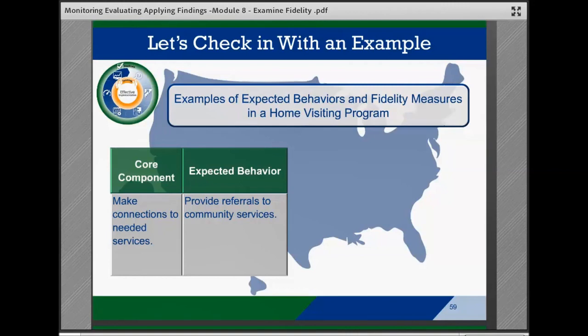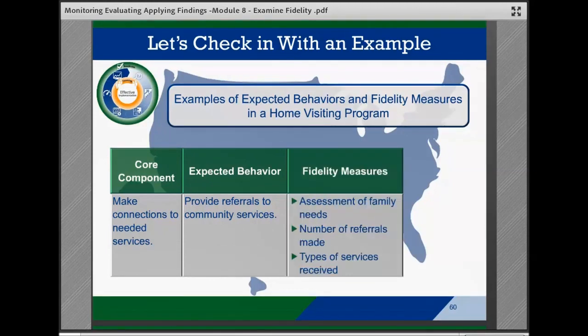to community services. In addition to tracking tangible actions, for example, the completion of assessments, fidelity assessments may also explore intangibles reflected in the core components. For example, in an in-home visitor program, fidelity assessments should pay attention to the dynamic relationships between the services provided and client needs. From those behaviors, teams need to consider how they would measure them. The measures in this example might include assessment of family needs, the number of referrals made, and the type of services received.